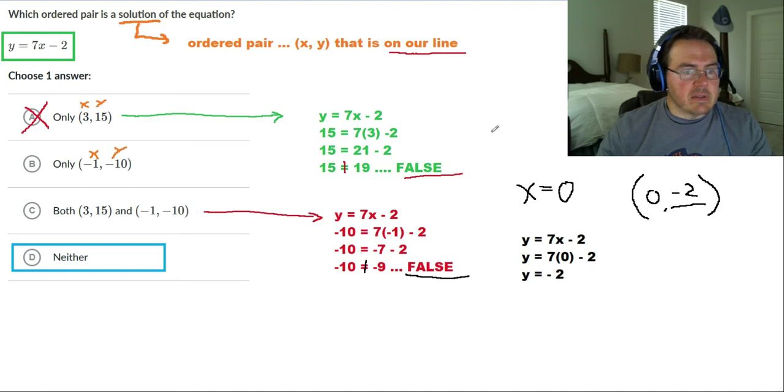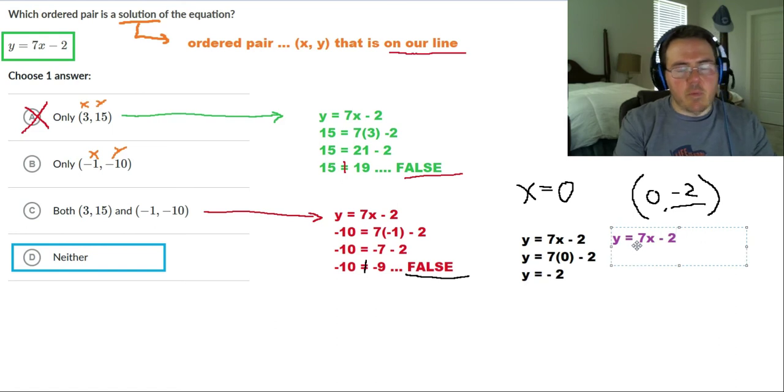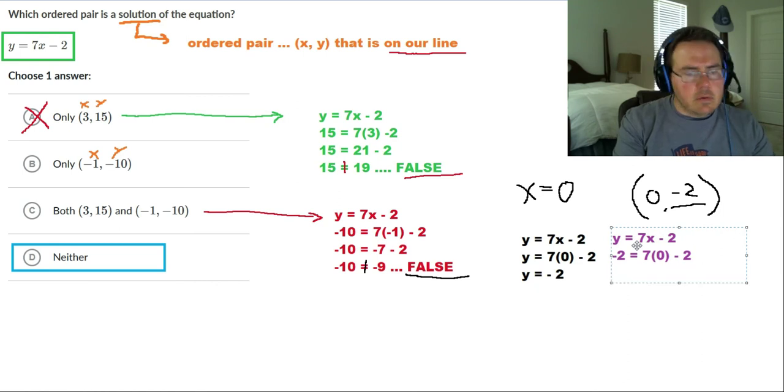So if they had given us this in the beginning, let's just say they did. Then we would have said, okay, let's go ahead and start with y equals 7x minus 2. Again, this is us at the beginning of the problem, just using this new coordinate. Okay, then we would say -2 equals 7 times 0 minus 2. So then that would have been -2 equals, okay, well, that'd be 0 minus 2.